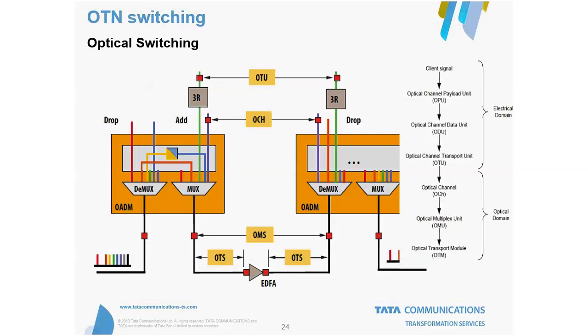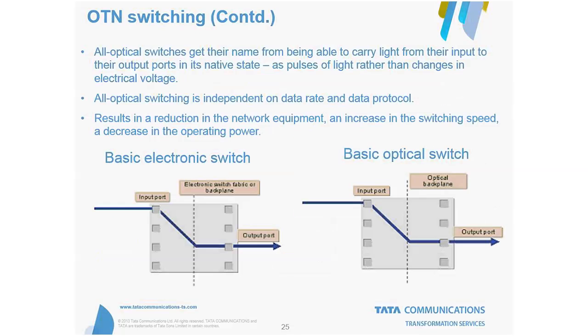If you have a look here, the client signal could be an SDH, Sonnet or anything, and then you've got this OPU, that is optical payload unit, because we add those overheads, and then it becomes ODU, again overheads, OTU overhead. Up to this point it is in the electrical domain, and after that, once it becomes an optical channel, you move into the optical domain. This OMU is the optical multiplex unit, and this is optical multiplex section and optical transport module finally. If you have a look here, you'll better understand the switching part.